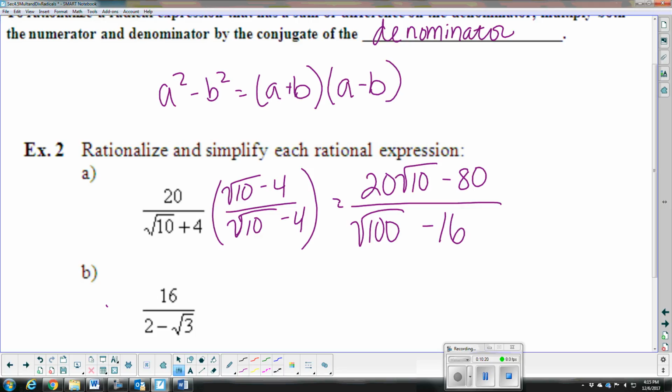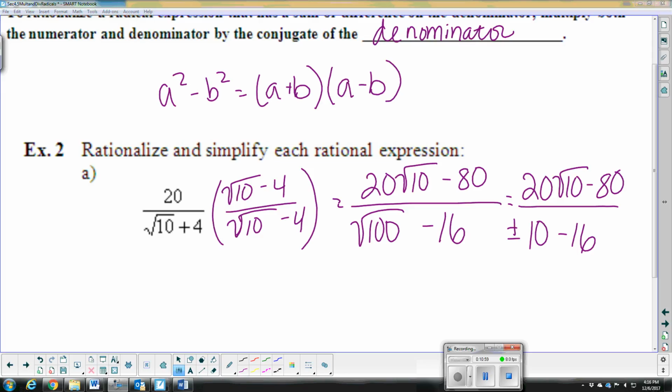So it's that whole group on top divided by that whole group on the bottom. So we can simplify. We can't simplify the square root of 10, and we can't combine our terms on the top. So we're left with 20 times the square root of 10 minus 80 over, now this is plus or minus the square root of 100 minus 16.